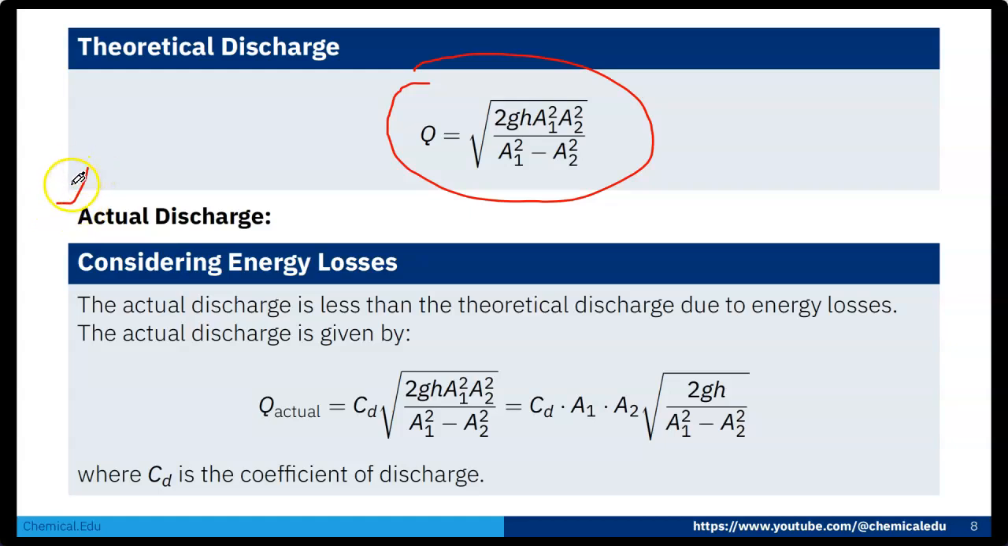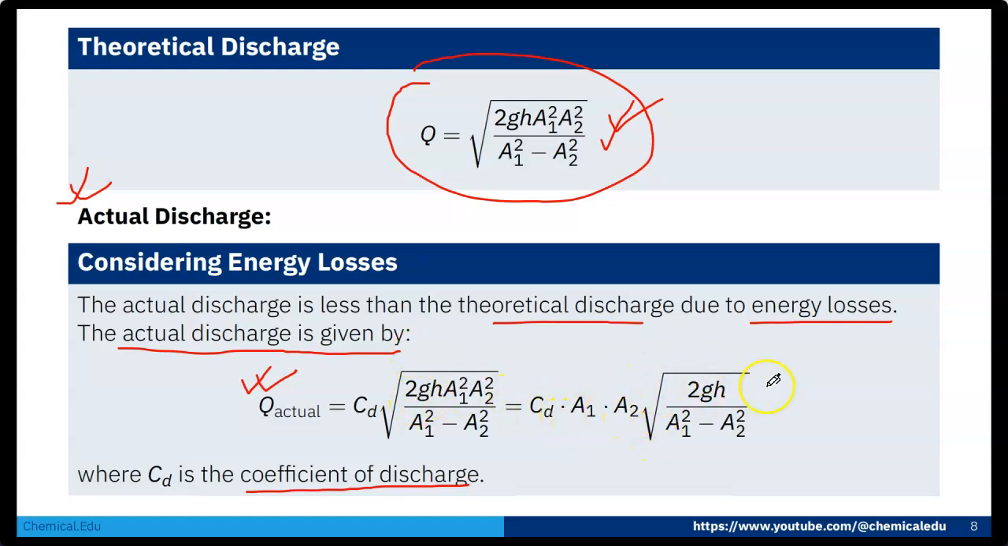Now what will be the actual discharge? Because we are neglecting head losses, but in a real scenario we have to consider those head losses. So the actual discharge is less than the theoretical discharge due to energy losses. So actual discharge is given by Q actual, where we multiply with one coefficient, that is the coefficient of discharge, root over of this term. Now A1 A2 will come out from the square root, so CD into A1 A2 root over of 2GH by A1 square minus A2 square.